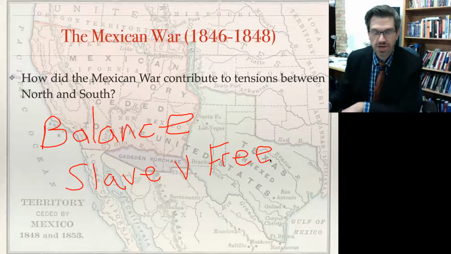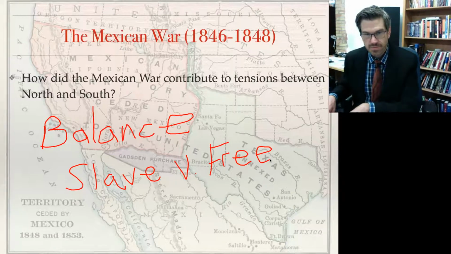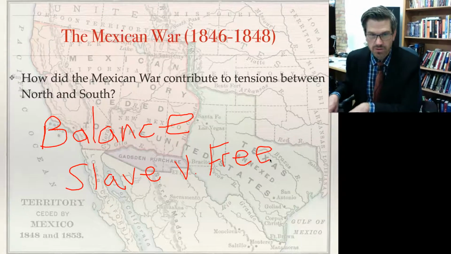Now, why do we care about this balance? About making sure the same number of states are slave states as there are free states. Why do we care about this? And the answer is power.